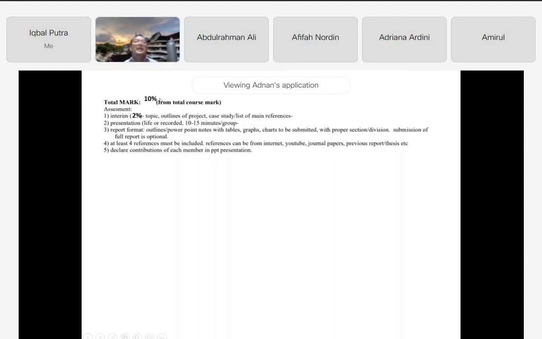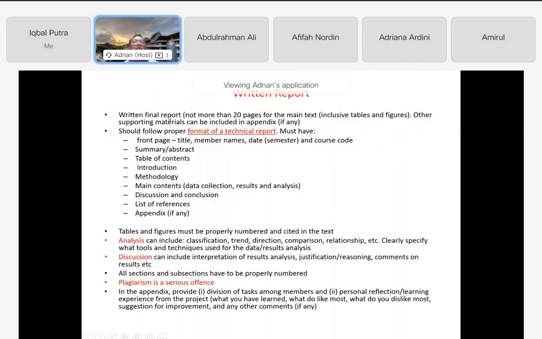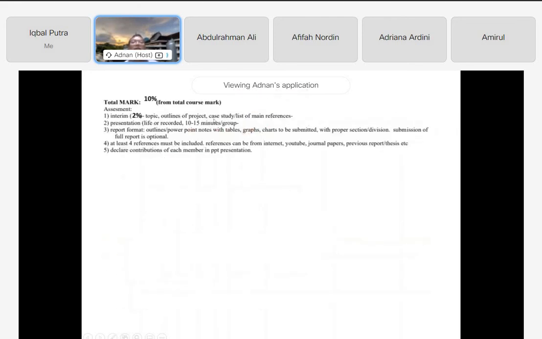The marks will be 10% of the total course mark. I require you to submit an interim report within 1 week, meaning that on Monday next week, I need to see the topics, the outline, what your study is, and what references you have reviewed. By next week, you will get 2% for the interim, and the other marks will come from the report and presentation. You need to include at least 4 references.